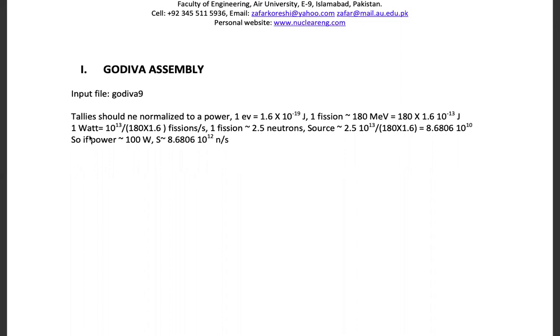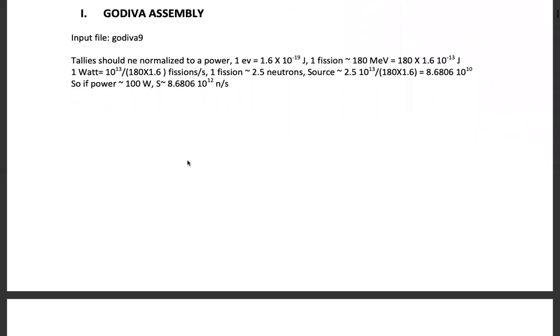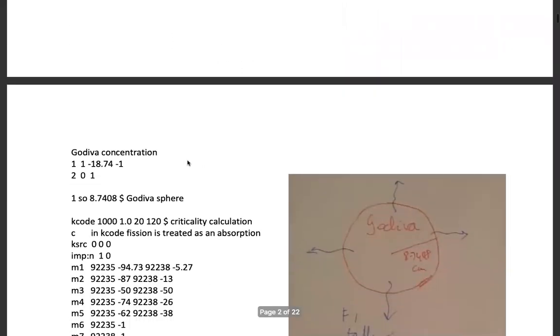That means that 1 watt is the inverse of that. So 10 to the 13 divided by 180 times 1.6 fissions per second. And let's say that one fission from U235 results in 2.5 neutrons. So the source term for 1 watt would be about 8.6806 times 10 to the 10, which means that if you're running Godiva at about 100 watts, then you've got to multiply, you're running with 8.68 times 10 to the 12 neutrons per second. So this becomes your normalization factor for the source neutrons.